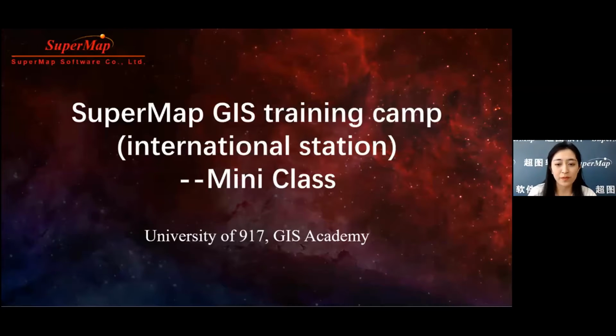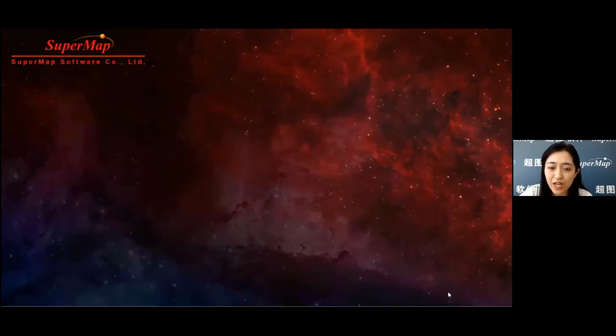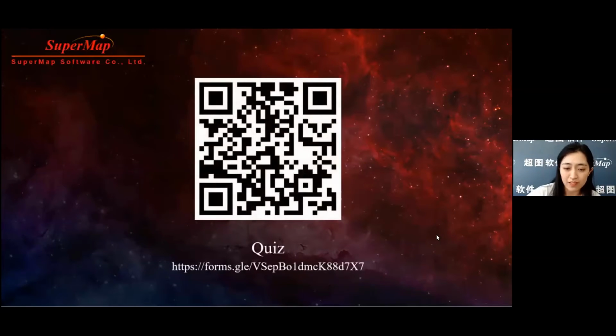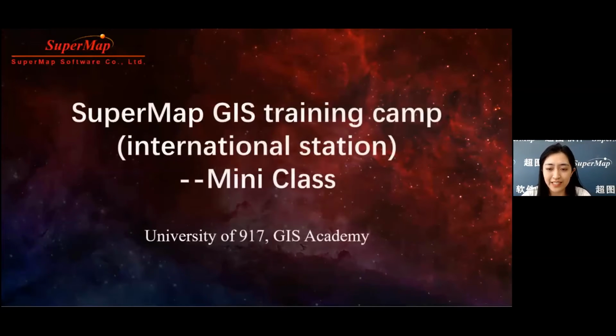The Supermap GIS Training Camp, International Station mini class is for people who are interested in GIS, or GIS workers around the world. Why is it called the mini class? First, because the time is 1 to 2 hours. And second, there will be some small exercises in class to let everybody experience the fun of GIS.